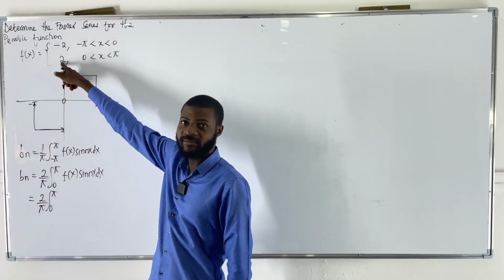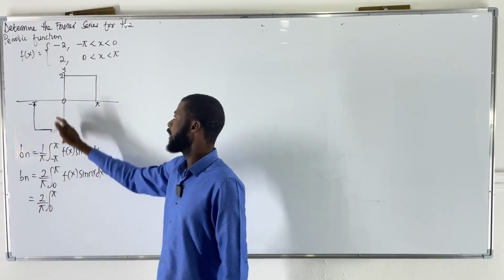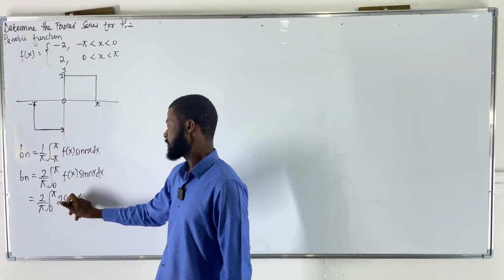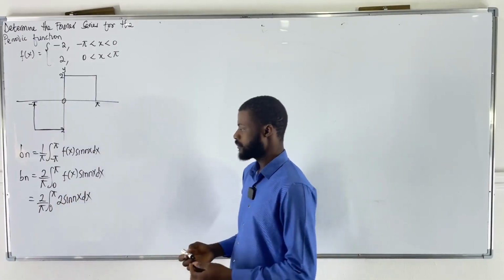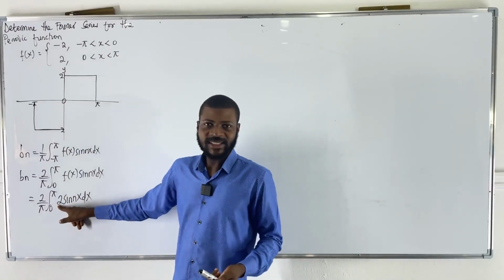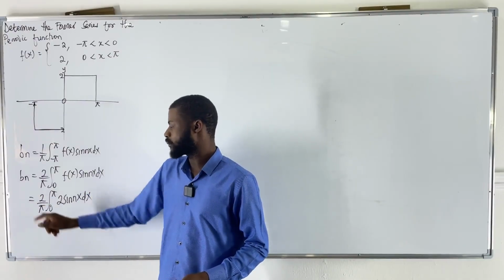Because if you look at the interval of the integration, or limits of the integration, it's from 0 to pi. So f of x here was 2. So this will be 2 sine nx dx. Now, the next thing I want to do is, 2 is a constant. So let me bring out 2.